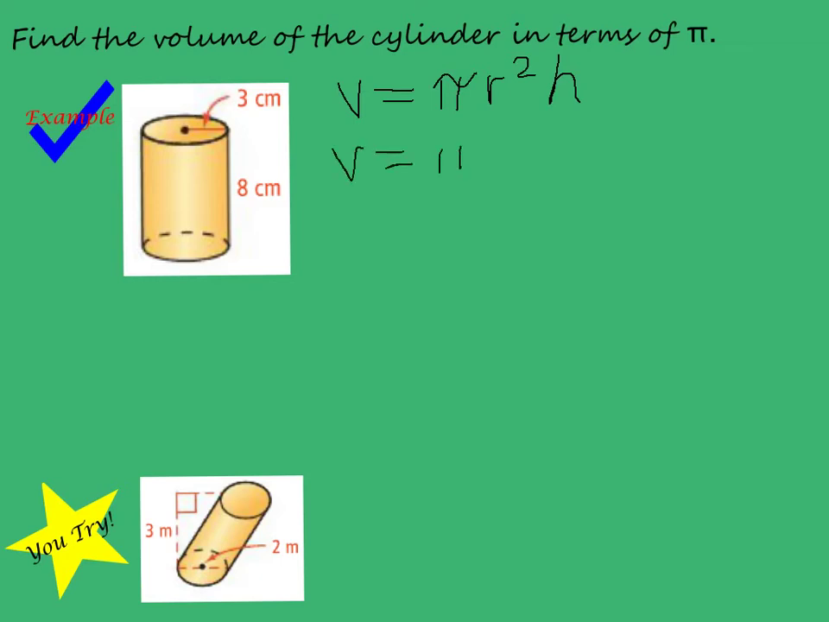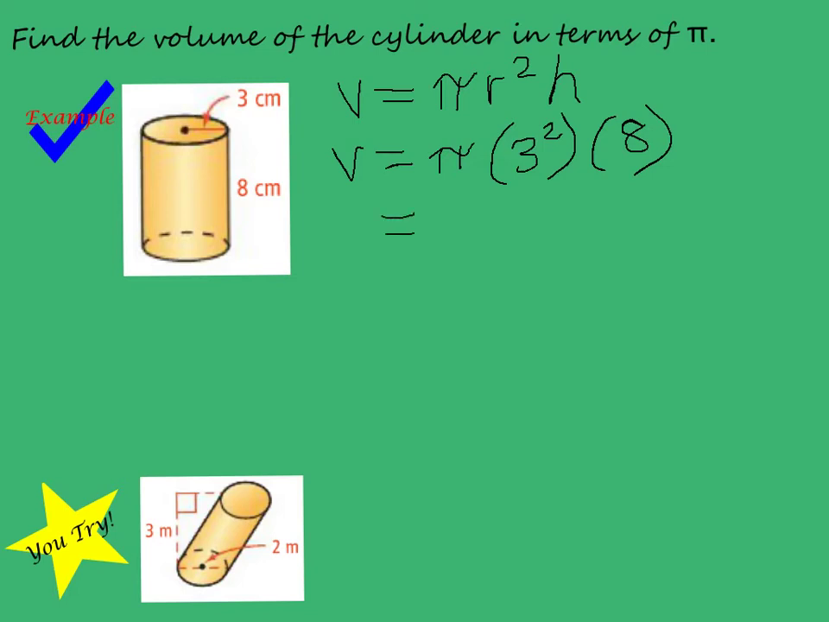Well, we'll leave the pi there. Our radius is given to us. We see our radius is 3, so 3 squared. And then the height, again, the height is the length of the altitude that goes from base to base, so 8 is going to be our height.